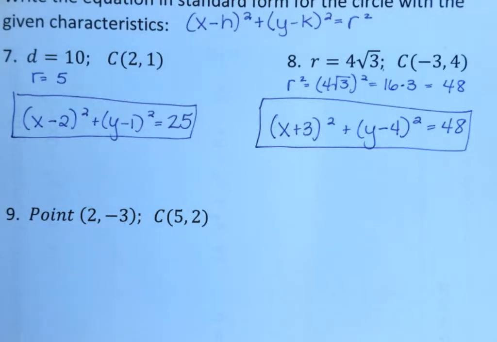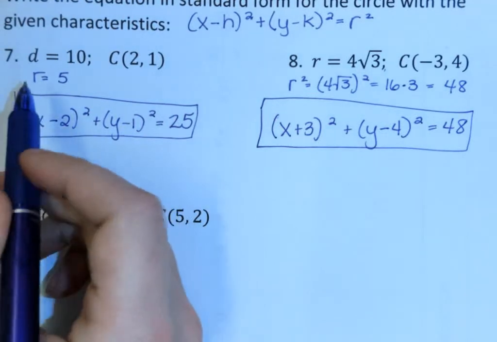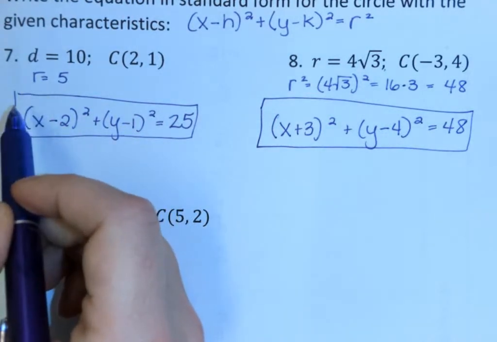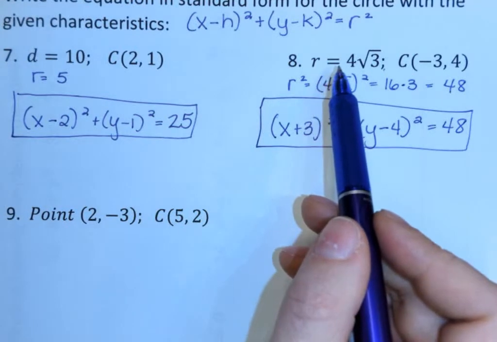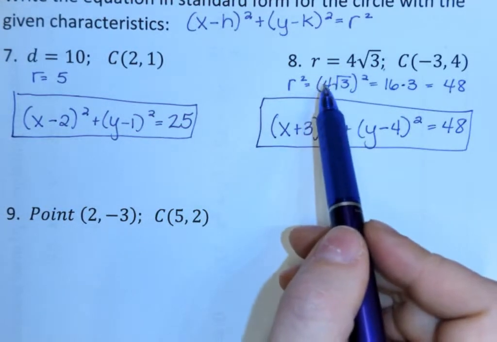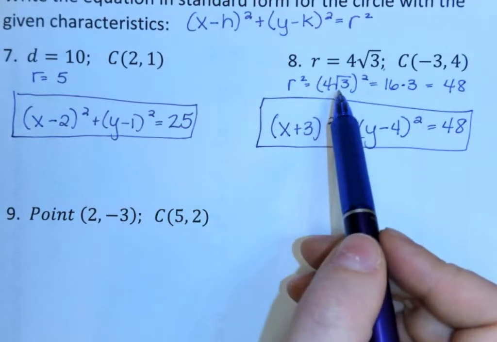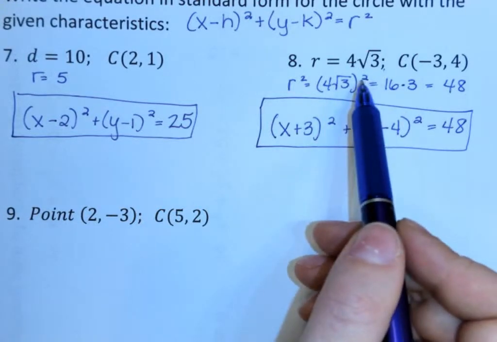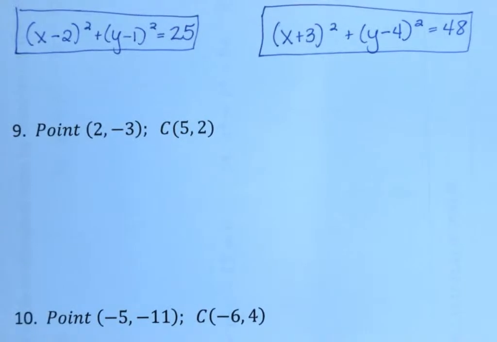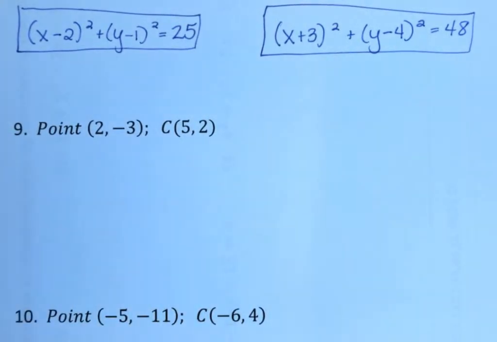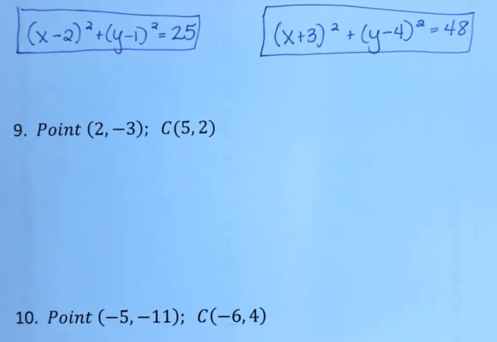Questions on those two? If I give you a diameter, cut it in half. That's your radius. If I give you a radius that is a radical, just remember it's like squaring the 4 and squaring the square root of 3, which cancels those square roots out. Okay? Now, what if I give you, and when I say point, that means it's a point on the circle, and C always means the center. So go ahead and write that down.